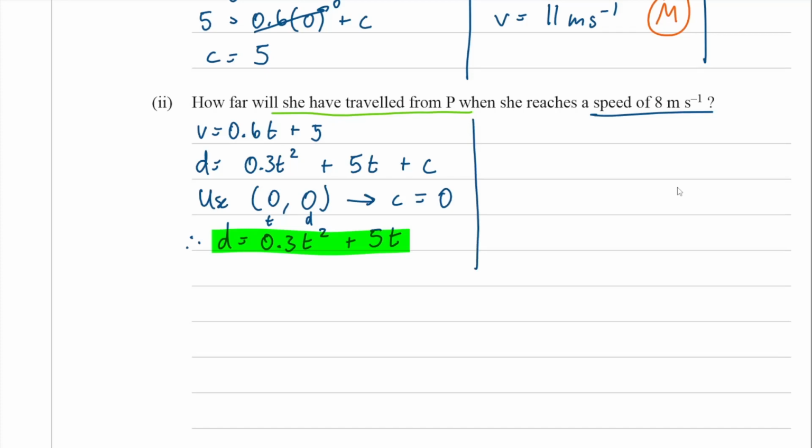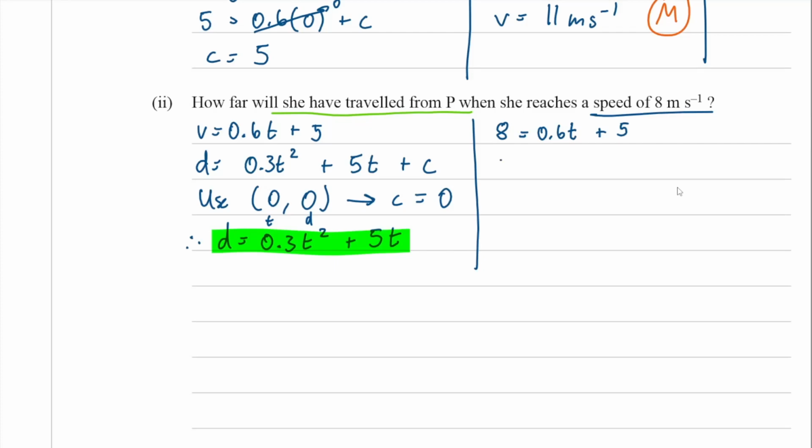Well, do we have a way to relate speed and time? Absolutely, right? All that hard work in the last question. So we want her speed to be 8, and then we will equate it to 0.6t plus 5. Right, that is our speed equation. So when we solve for t, that is the time when she reaches a speed of 8 meters per second.